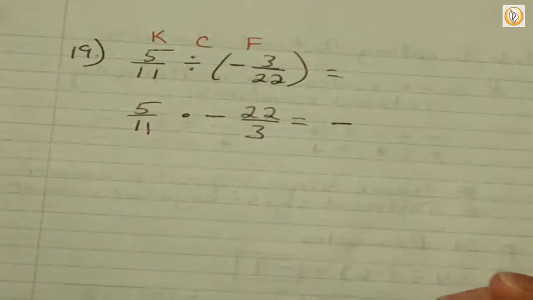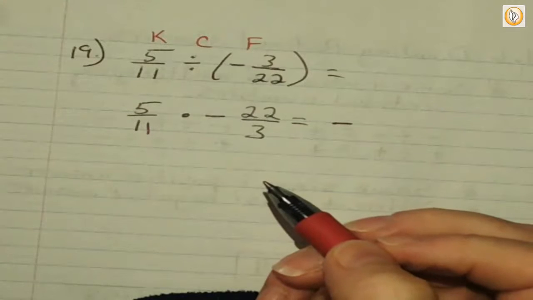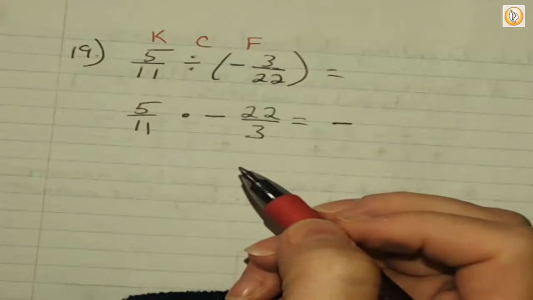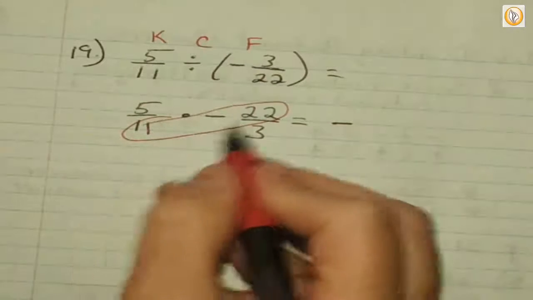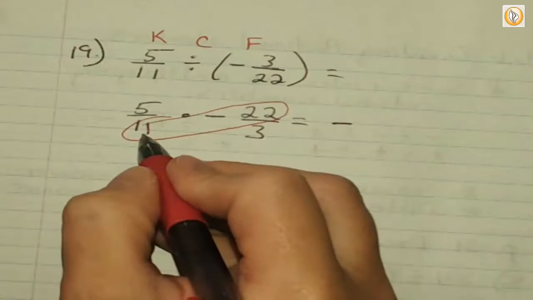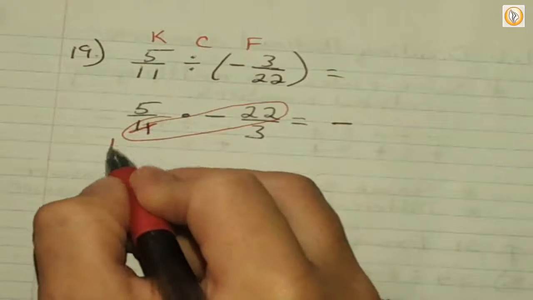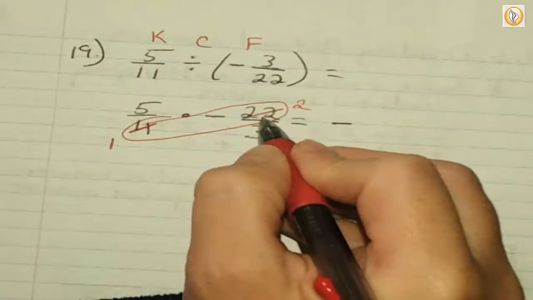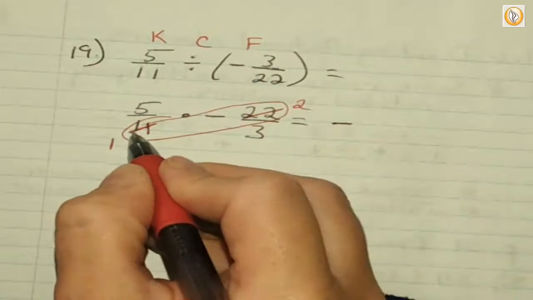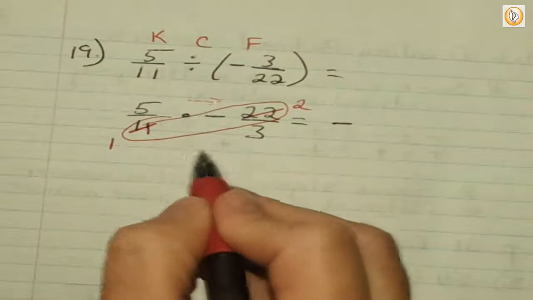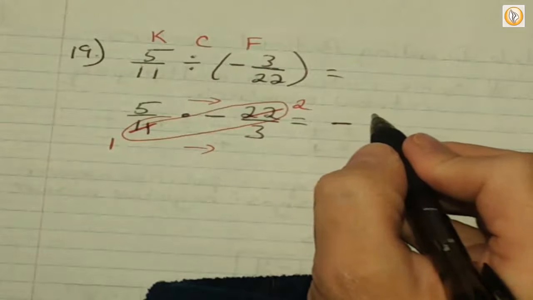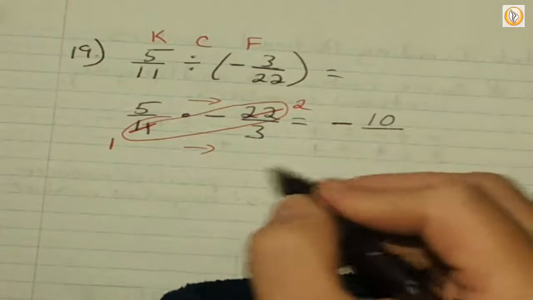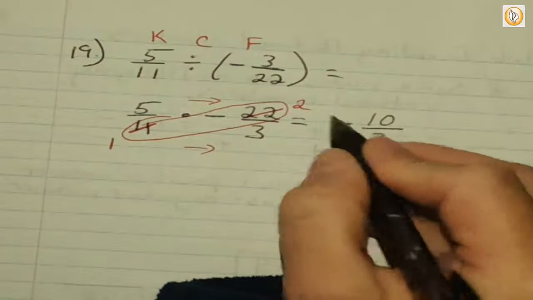Negative. Negative answer. Can I do any cancellation? No. Oh, wait, yeah. What can I cancel? 11, 22. Okay, so what number goes into 11 and 22? 11 turns into a 1. And then 22 turns into a 2, because 11 goes in 22 2 times, 11 goes in 11 1 time. Now we just multiply across. So 5 times 2 is? 10. Good. And 1 times 3 is? 3. Excellent.